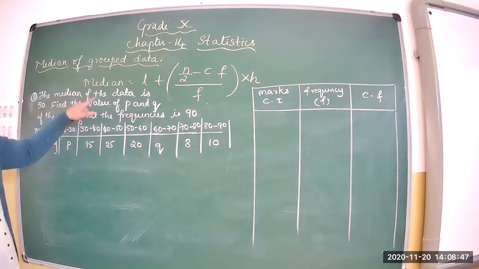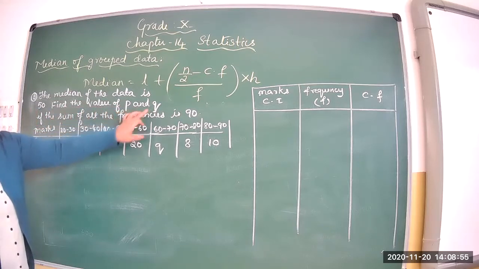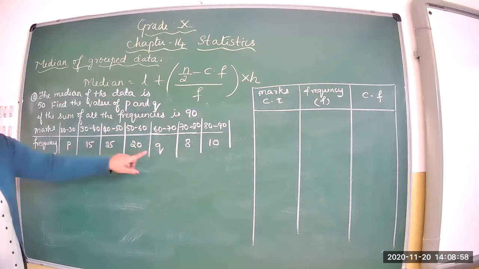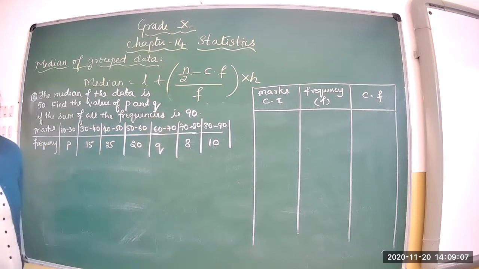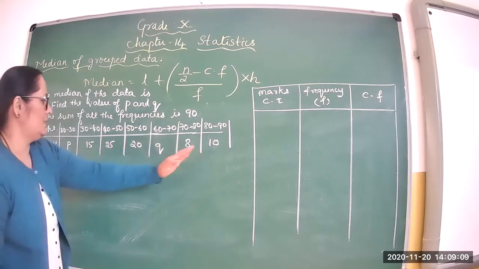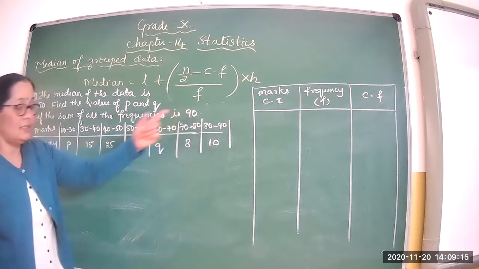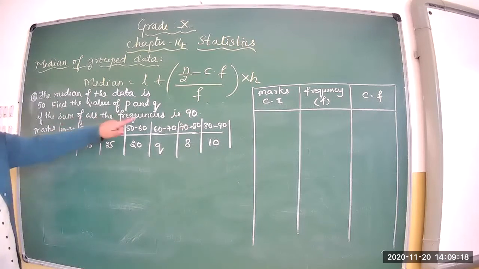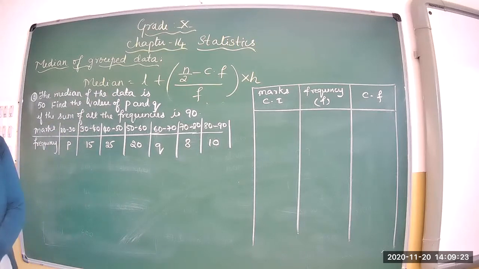So, the median of the data is 50. Then find the values of P and Q. That is, the missing frequencies here. Then the sum of all the frequencies is 90. So the total of these frequencies, that is P plus 15 plus 25 plus 20 plus Q plus 8 plus 10, is 90. Sum of the frequencies is 90. So using these two pieces of data, we need to find the values of the missing frequencies, that is P and Q.